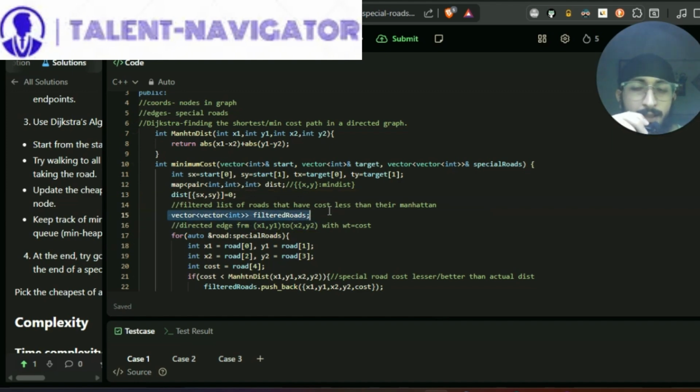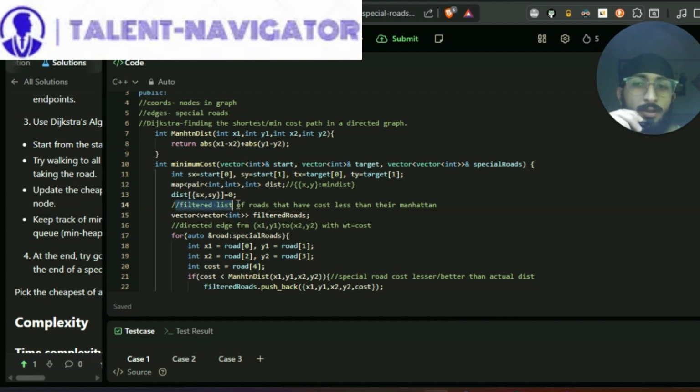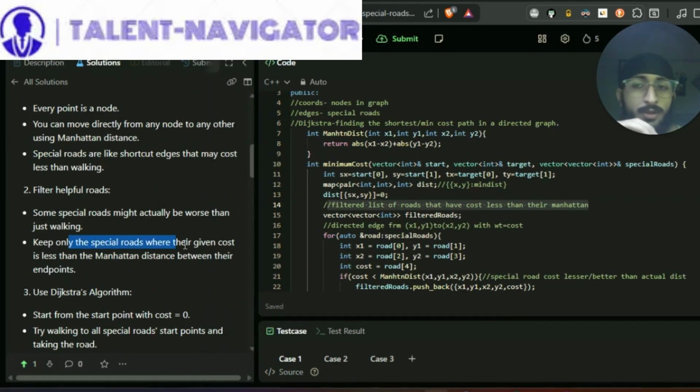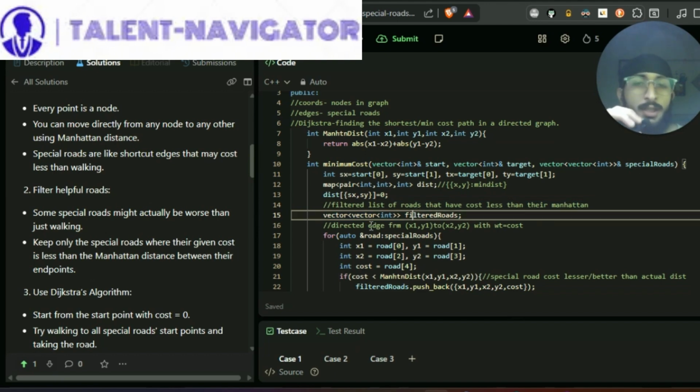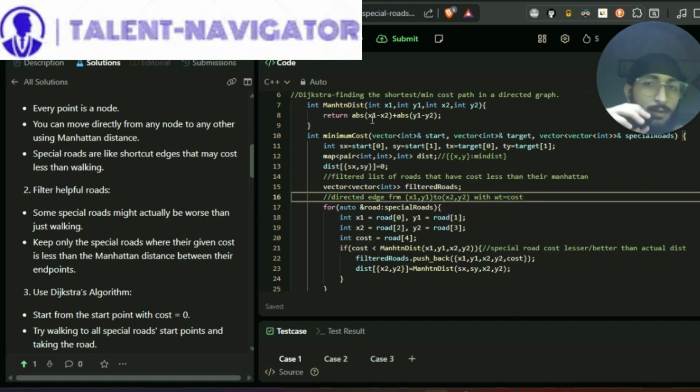Now we maintain a vector of filtered roads of int type, in which we'll be storing the filtered list of roads that have cost less than their Manhattan distance. So here I had mentioned that we have to filter some helpful roads. So we are keeping only those special roads where the given cost is less than the Manhattan distance between their endpoints. So this would be the data structure that we'll be using for that. And now we can make the directed edge from x1, y1 to x2, y2 with weight equal to cost in order to traverse the graph using Dijkstra's algorithm.